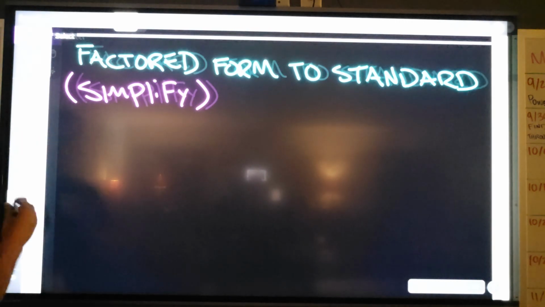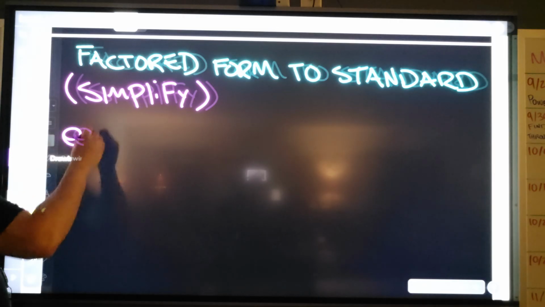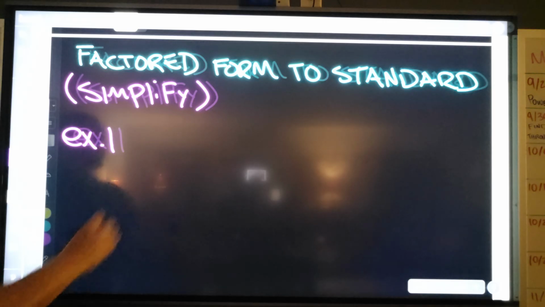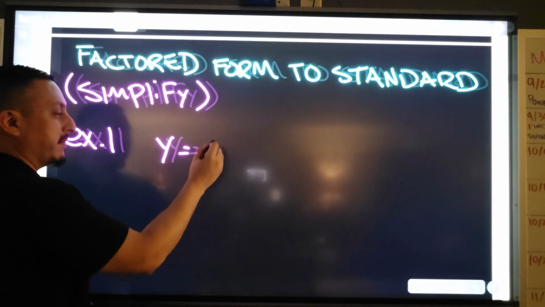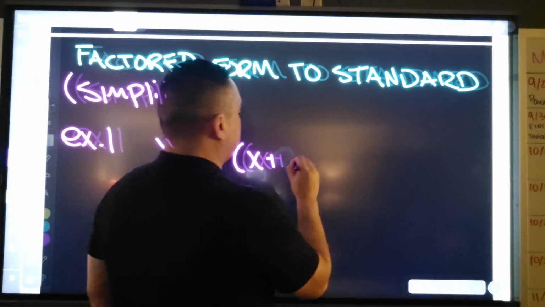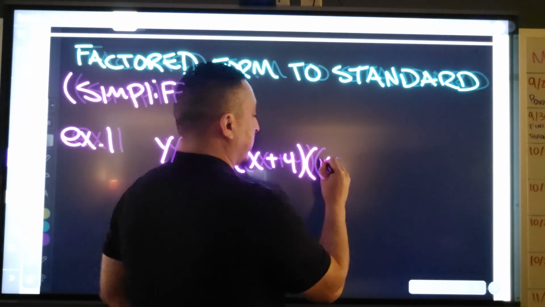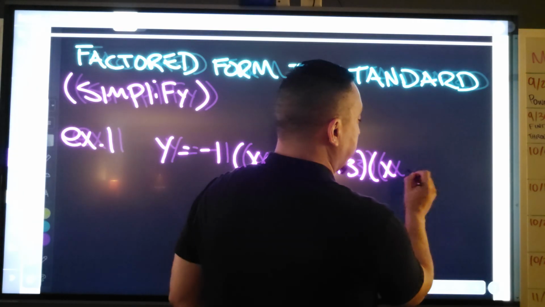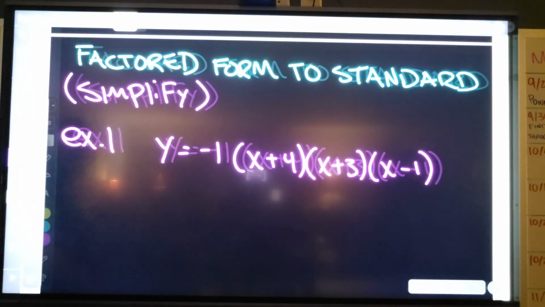So I don't have to scroll all the way back up, can you tell me what we got for equation 1? When we converted it to factored form, it was y equals, I think it was -1, yeah, -1 times x plus 4, times x plus 3, times x minus 1? Yes. Okay, so remember we already did this. We already converted to this form.